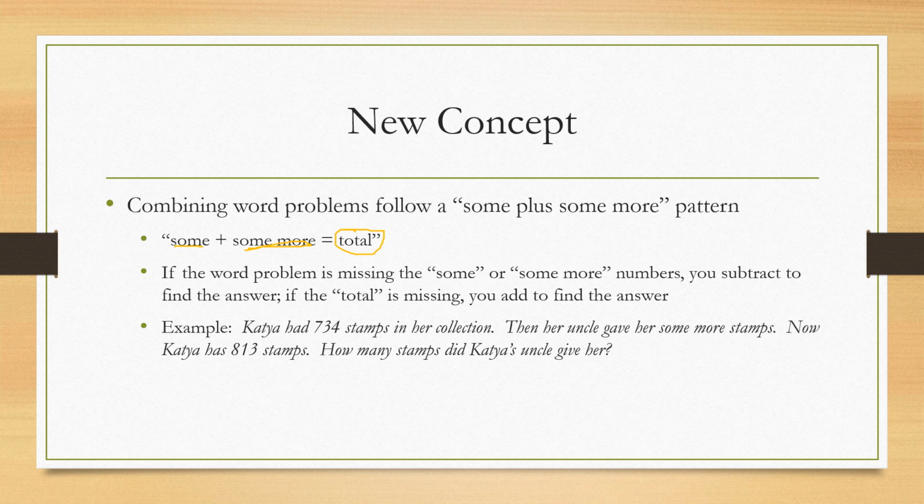Here's an example. Katya had 734 stamps in her collection. Then her uncle gave her some more stamps. Now she has 813 stamps. How many stamps did Katya's uncle give her? So we put that into our pattern. Notice we are missing the some more number, how much she got from her uncle. So it's a missing number in addition, we need to subtract. So we find out that her uncle gave her 79 stamps.